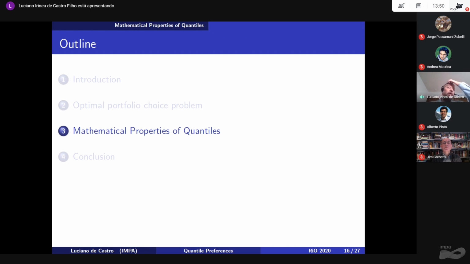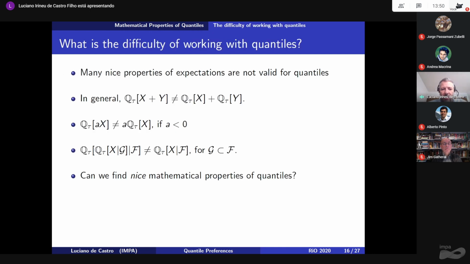And well, fortunately, I still have time to discuss some properties of quantiles. This is a paper with Jorge Zubelli, Bruno Nunes, and Antônio Galvão. Bruno is a student of Zubelli, student of IMPA. That's very good. And we are discussing some of the properties of quantiles.